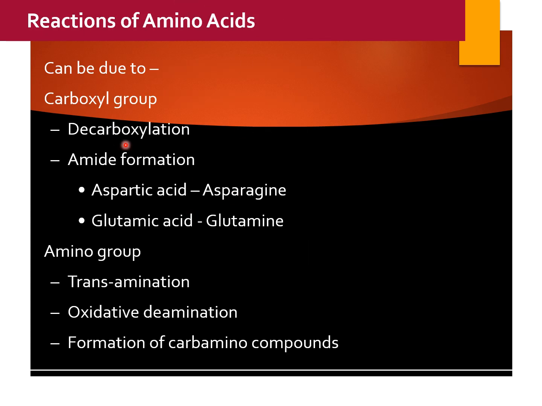Reactions of amino acids can be due to the carboxylic group or due to the amino group, because two important functional groups are present in the structure of amino acids. The reactions due to the carboxylic group are decarboxylation and amide formation. These are the general reactions of the carboxylic group you already studied in your intermediate classes. Amide formation occurs because aspartic acid and glutamic acid both have a carboxylic group in the side chain.